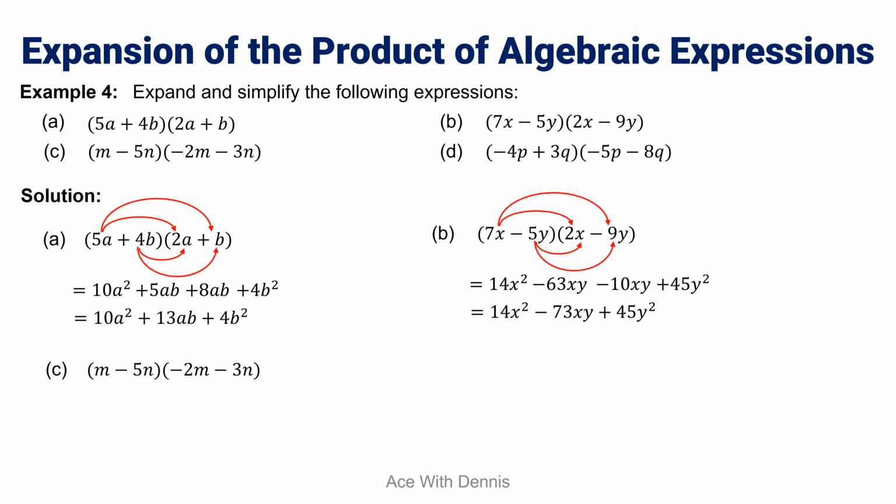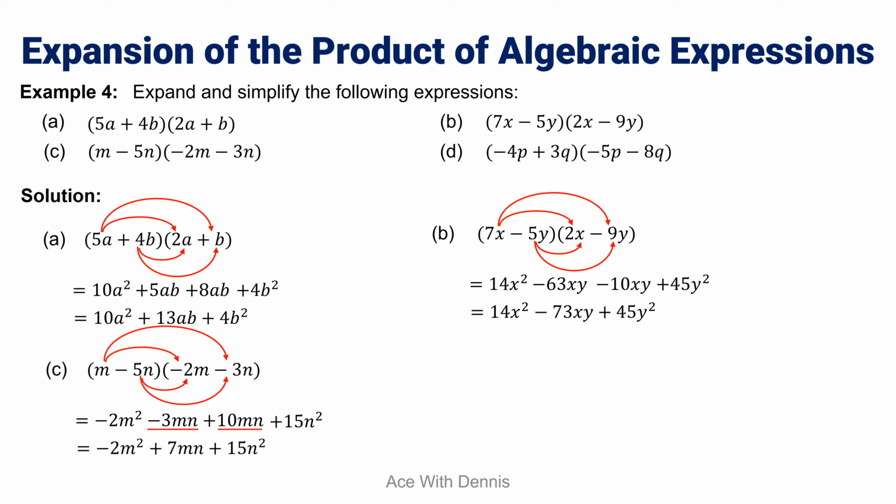C. (m − 5n)(−2m − 3n). Expand, m times negative 2m, we have negative 2m squared. m times negative 3n, we have minus 3mn. Negative 5n times negative 2m, we have positive 10mn. Negative 5n times negative 3n, we have positive 15n squared. So then we group the like terms together. We have negative 2m squared plus 7mn plus 15n squared.